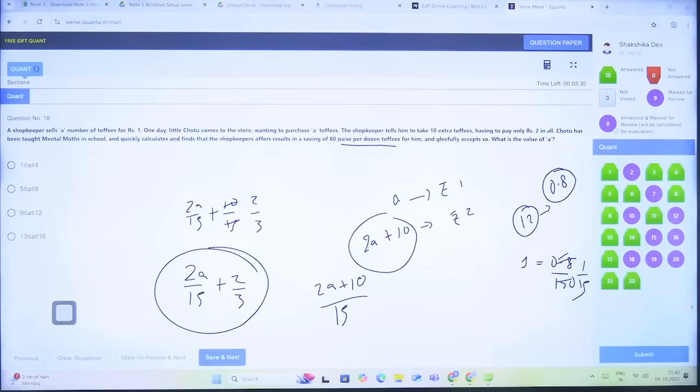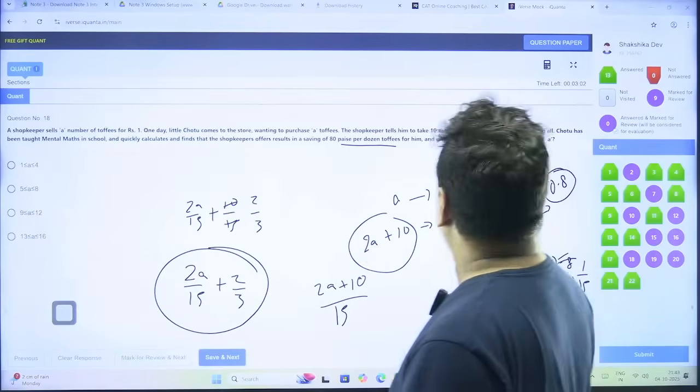ऑल राइट। क्या हुआ? एनी डाउट? ठीक है, 5 10 हुआ ना। 2a + 10 upon 30. 30 - 10 is 20. 20 upon 2 is 10. 10 + 5. Okay.